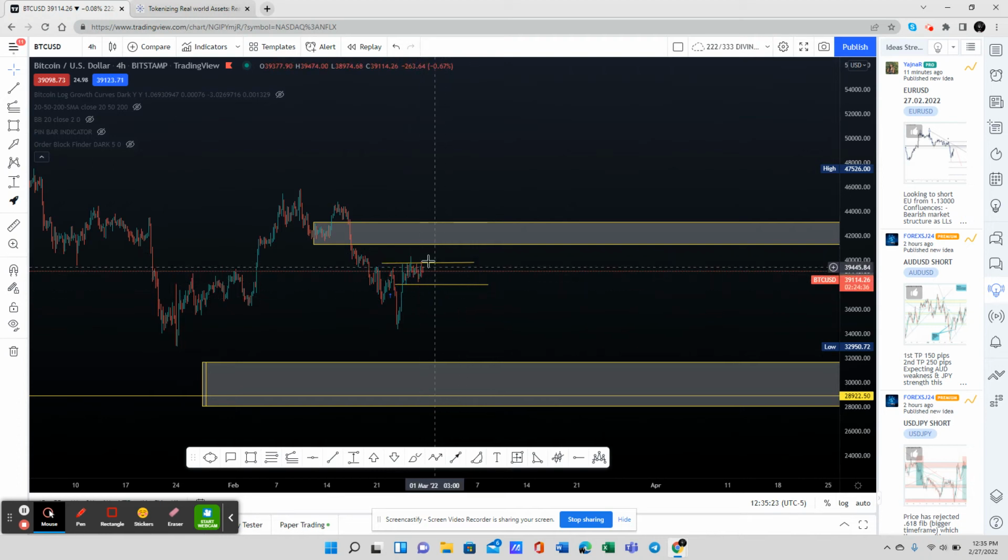If we break above and close above this resistance, this is an area where we can see price come back to visit. But if we break and close below this line support, of course, we've got this downside that could be visited.